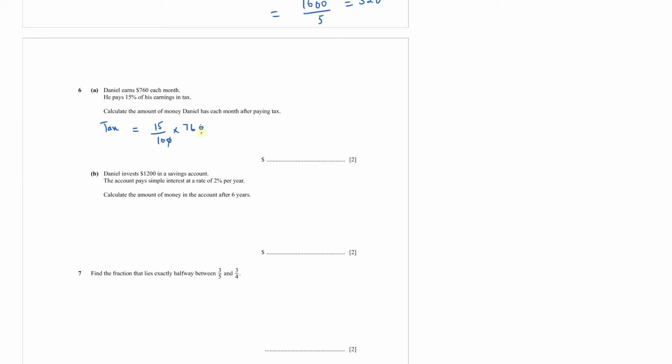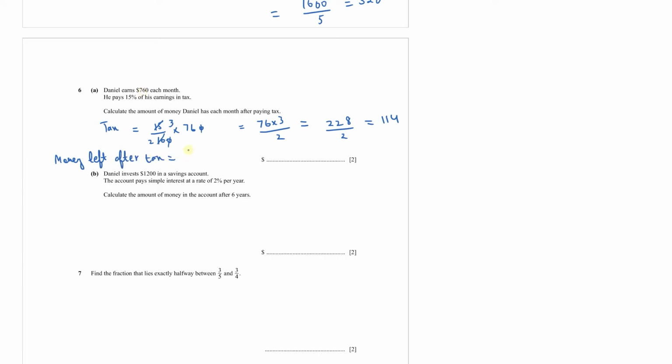So you can cancel out the zeros, and then I can also simplify here. 5 times 3 is 15, 5 times 2 is 10. So this is 76 into 3 divided by 2. If I do this multiplication, 76 times 3 is 6 threes are 18, 1 carry, 7 threes are 21, 228 divided by 2, which is 114. So this is your tax. So money left after tax.